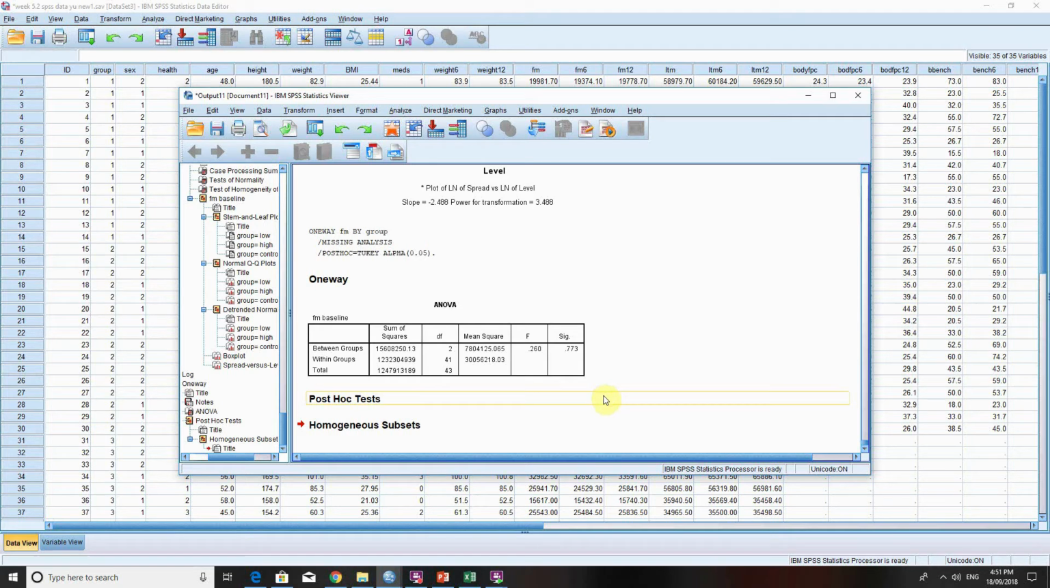So to report this value, I would need to report F, and then in brackets 2, then a comma, then 41, because that's my degrees of freedom, equals 0.260, because that's my F statistic, and then P equals 0.773. So those are the things I'm reporting. If this value was significant, I would then have to go to the pairwise comparisons and see which ones were significant to each other and report that P value as well.